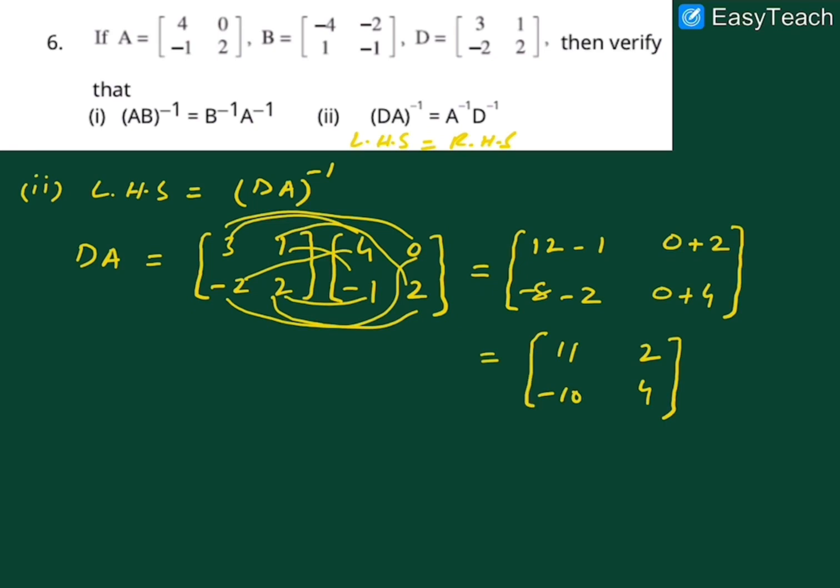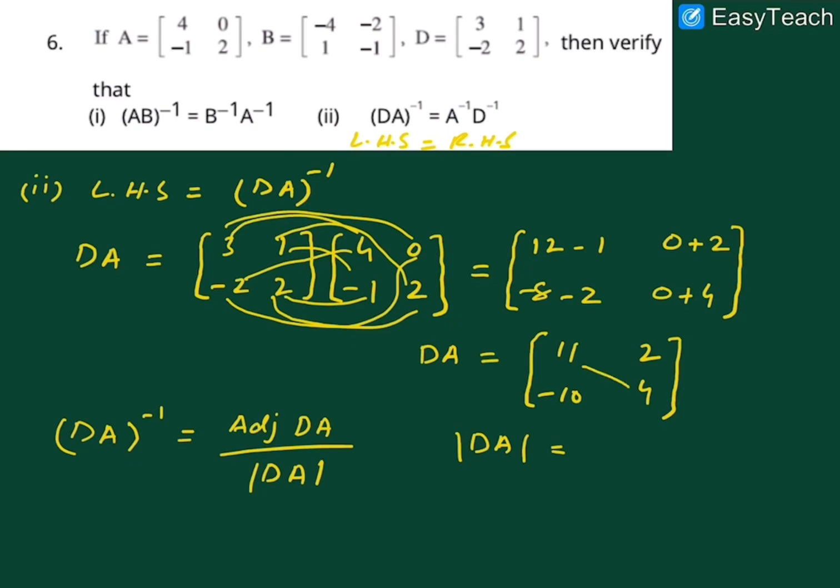Now we will find its inverse. Now (DA) inverse will be equal to adjoint of DA over DA determinant. What is the DA determinant? The DA determinant is 11 times 4, which is 44, minus 10 times 2, which is minus 20, which will become plus 20. So this will be 64.